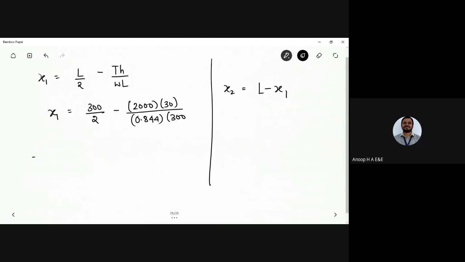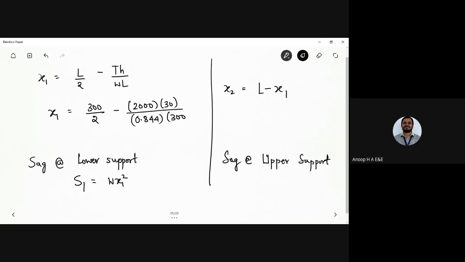Next, after that, sag at lower support, and next, sag at higher support or upper support. Sag at lower support is S1, that is W x1 squared divided by 2t. Next, S2 is W x2 squared divided by 2t. So this is how you find S1 and S2. Now, can you tell me the answer one by one?